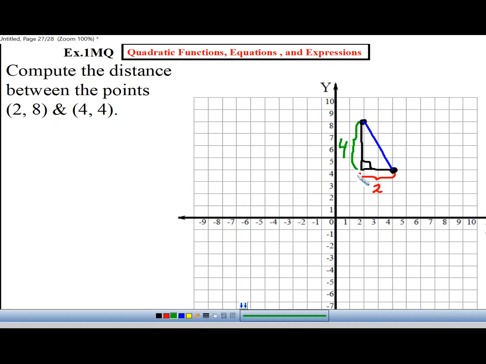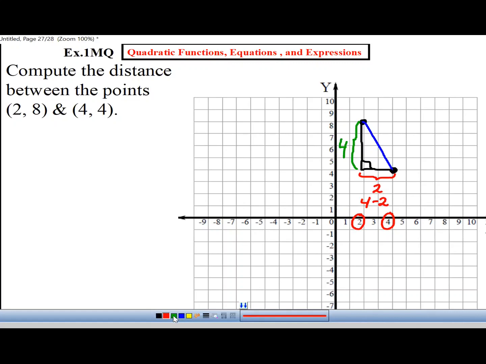I'm going from here, from this distance, from this point, which is the x value for this point. The first point, the x value is 2. And the second point, the x value is 4. So if I was to use those 2 values, how would I end up with 2? Subtracting, 4 minus 2.